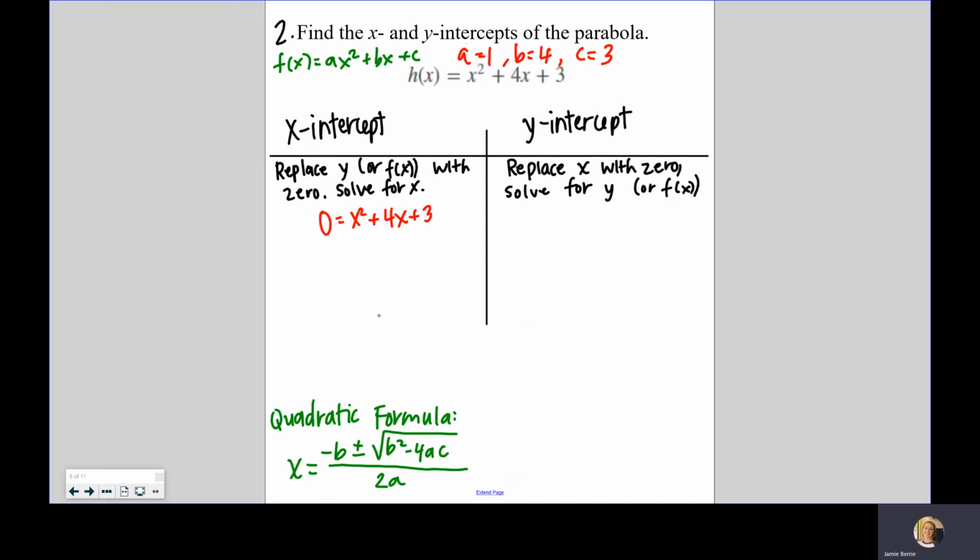All right, so let's plug them into our quadratic formula. We get x is equal to negative b, so negative 4, plus or minus the square root of b squared, so that's 4 squared, minus 4, again using the formula down here, minus 4 times a times c, so times a is 1, times c is 3, all over 2 times a, which we said was 1.